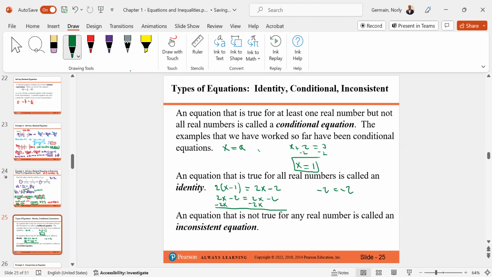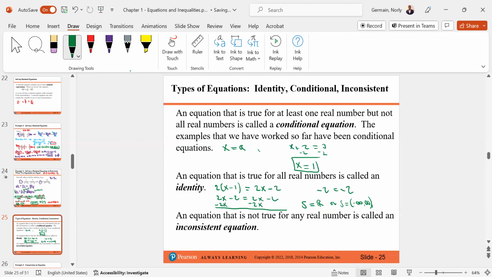So when you try to solve an equation and, by isolating the variable, you cancel them out and only constants remain, and these two constants are the same on both sides, you call it an identity. When you deal with an identity, the solutions can be all real numbers. So we write all real numbers, or you just put an R, or you can express it in interval notation.